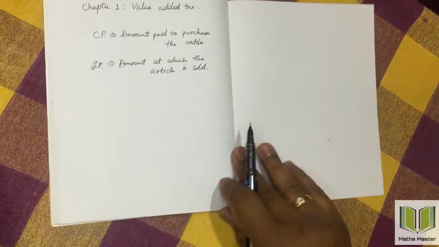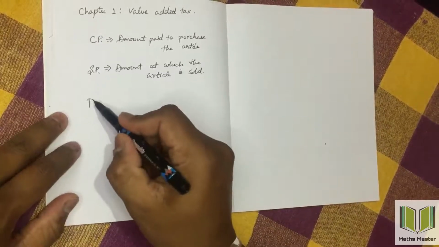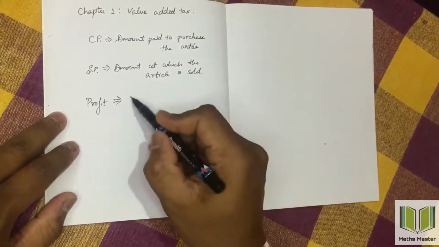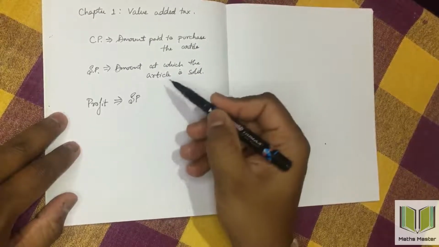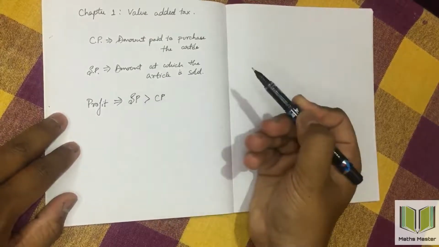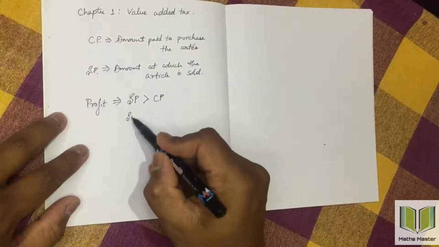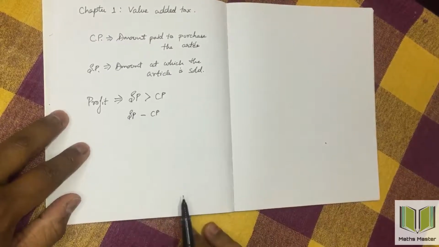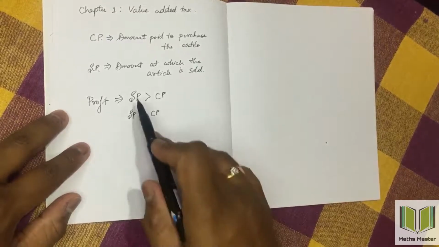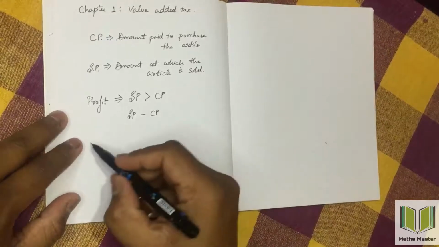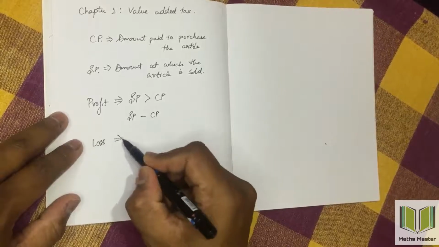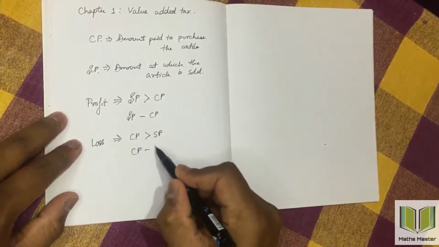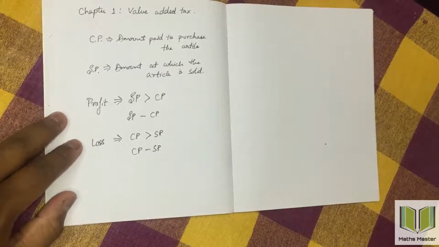Now, if we go a little further, profit and loss. We call it a profit when selling price is greater than cost price. The profit value will be selling price minus cost price. The difference between the selling price and the cost price will give us profit when selling price is greater than cost price. Similarly, it is loss when cost price is greater than selling price. That means cost price minus selling price gives us loss.